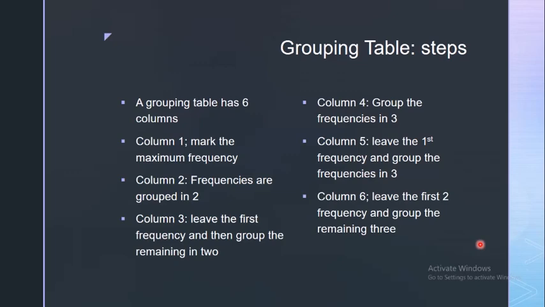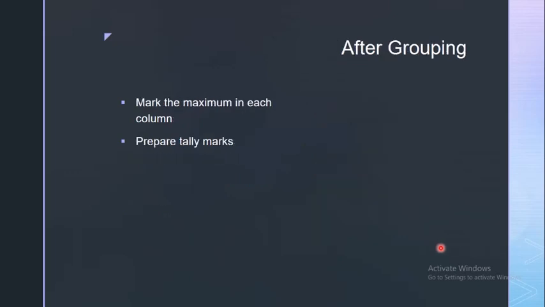Now, when I explain like this it might be a bit confusing for you. So we will move on to an example and see what the steps are. This is something that we do after grouping, that is, we mark the maximum in each column and we prepare the tally marks. Again, we will explain this in more detail when we deal with the problem.